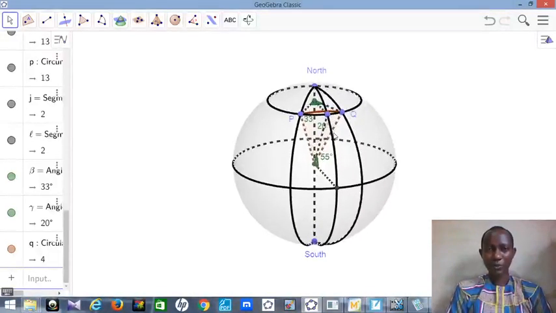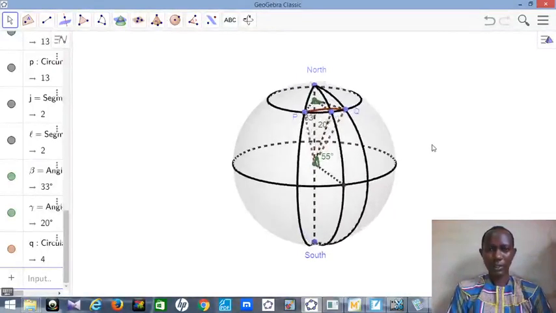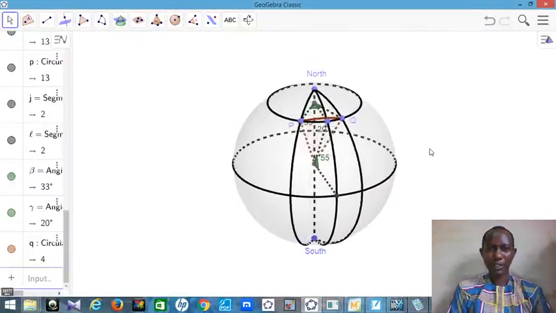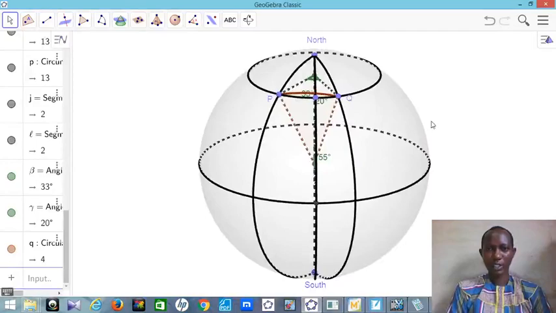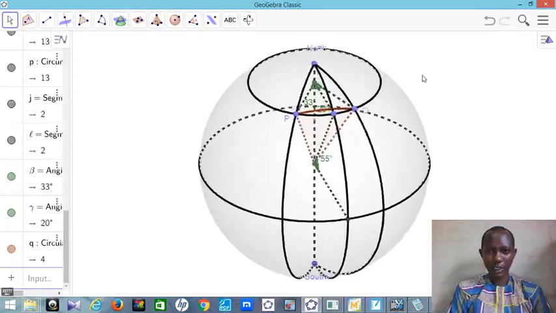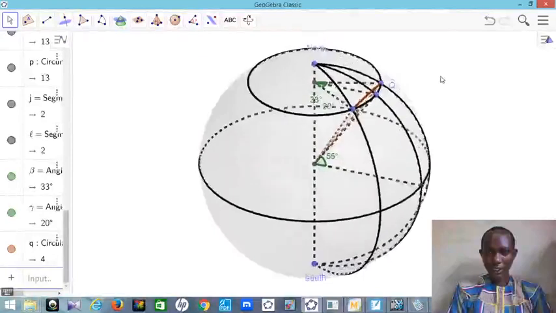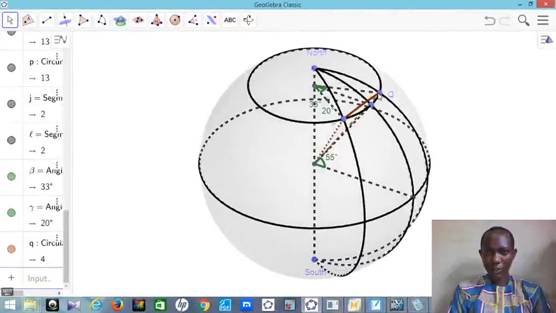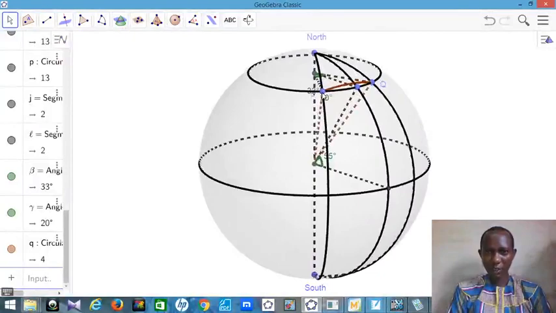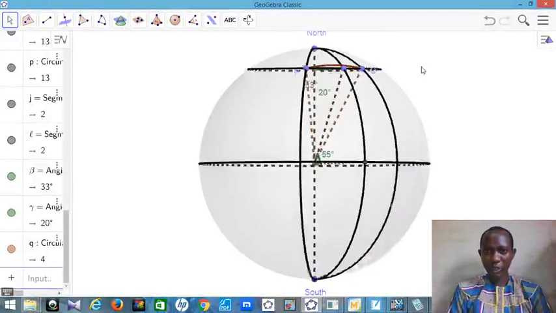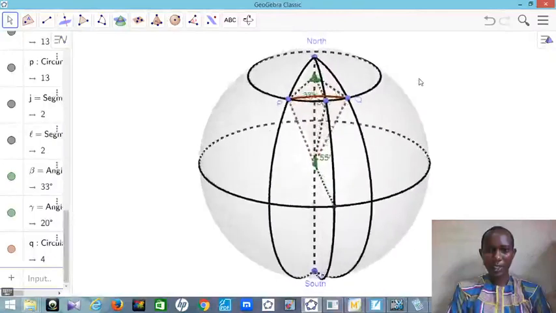Let me remove some lines so that we can view it very well. Okay, you can still see it. I don't need to remove any line. Let me just zoom it so that you see it very well. So you can see this arc. This is the line along the great circle. If you look at it very well, you see that it's shorter than the PQ line. So this is what they want you to calculate, this distance.